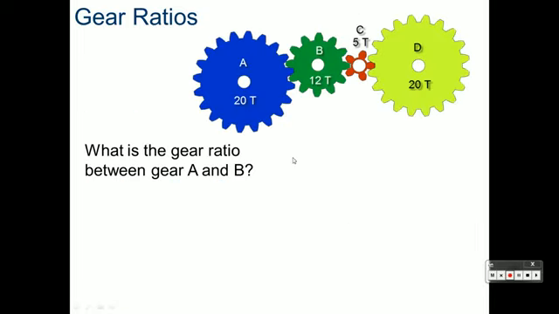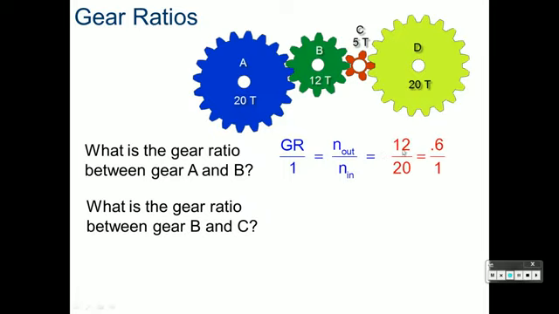In the case of this next example, we're going to look strictly at teeth, so I'm looking at my N-out over N-in formulas. What's important to remember is when I'm given an example of this, what is the gear ratio between gear A and B? Gear A would be my driver gear or my in gear. Gear B would be my driven gear or my out gear. So to find the gear ratio, which I need to write over 1, I have my driven gear teeth over my driver gear teeth. In this case, it's 12 over 20, which gives me a 0.6 over 1.